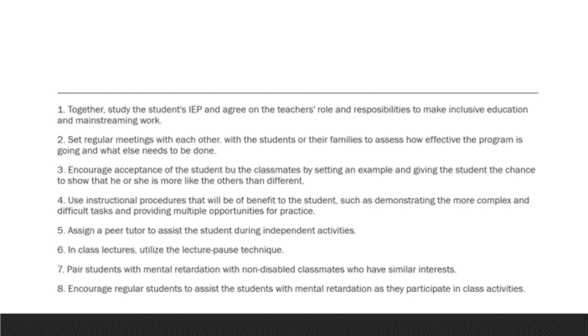Number six, in class lectures, utilize the lecture pause technique. Number seven, pair students with mental retardation with non-disabled classmates who have similar interests. And lastly, encourage regular students to assist the students with mental retardation as they participate in class activities.